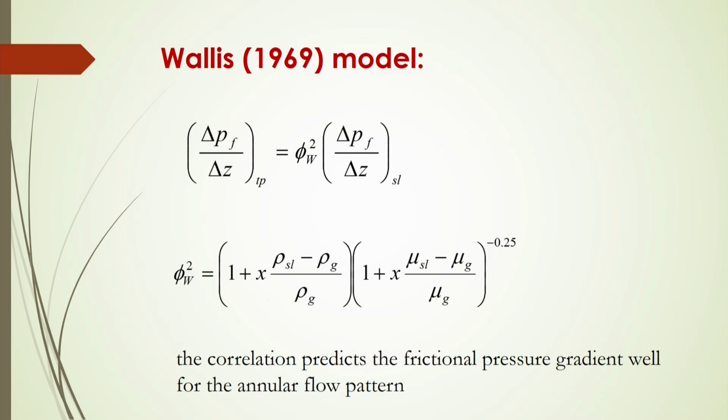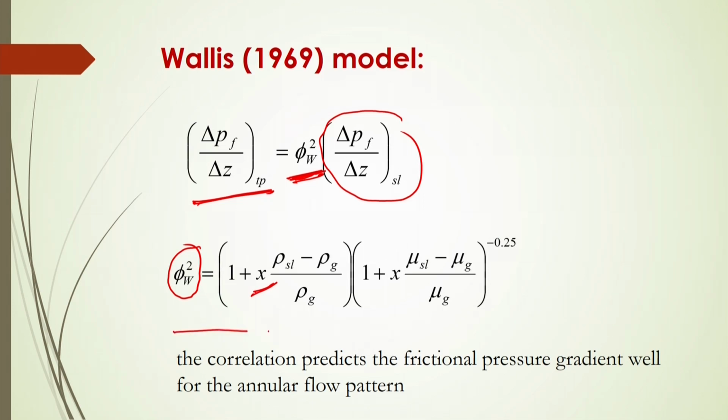Again, this multiplier here, phi w, is one multiplier concept. This phi w is the multiplier of the single phase pressure drop. Then you will get this 3-phase or 2-phase pressure drop here. Then you have to correlate this phi w square, that is the multiplier, as a function of the mass quality of the gas and also the density of the slurry, density of the gas, viscosity of the gas. So, in this way these correlations.